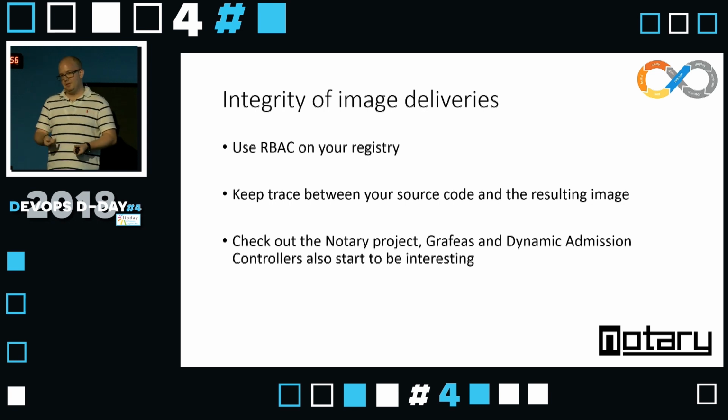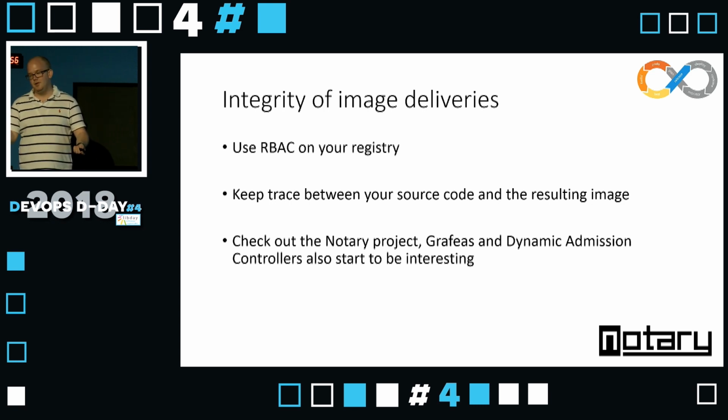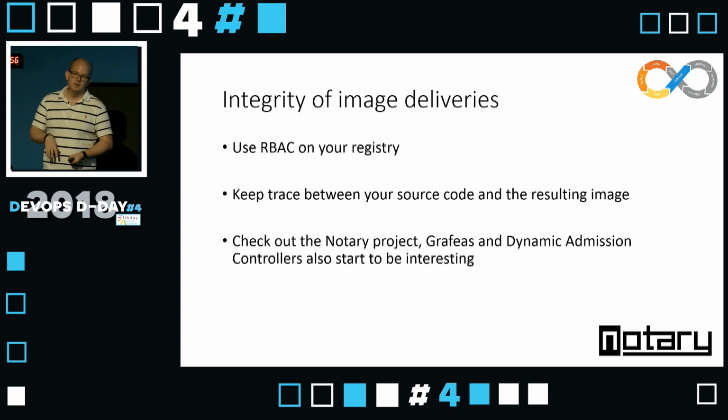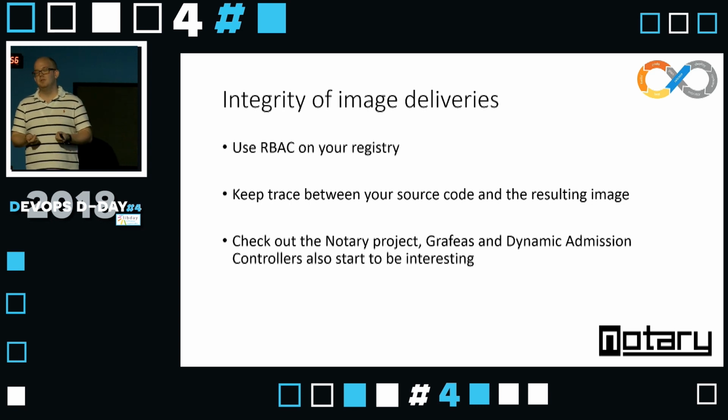Traceability is the next point. What is also important is that you somehow keep track between which image you produced from which revision of your software. What you can do here easily is you can create a hash of your image, for example, and you can tag your source code revision accordingly. Like this, at least you have a visual comparison between what you are deploying in production and what was actually built at some point earlier.